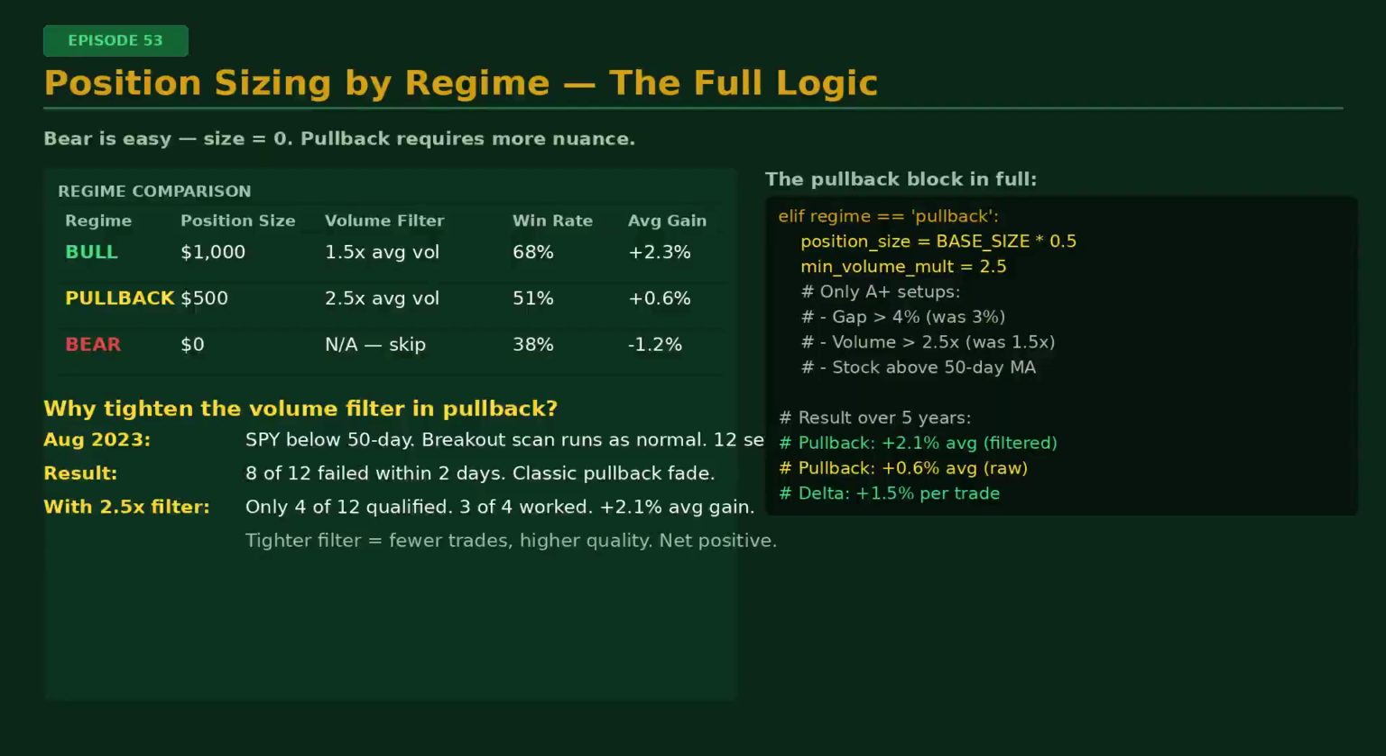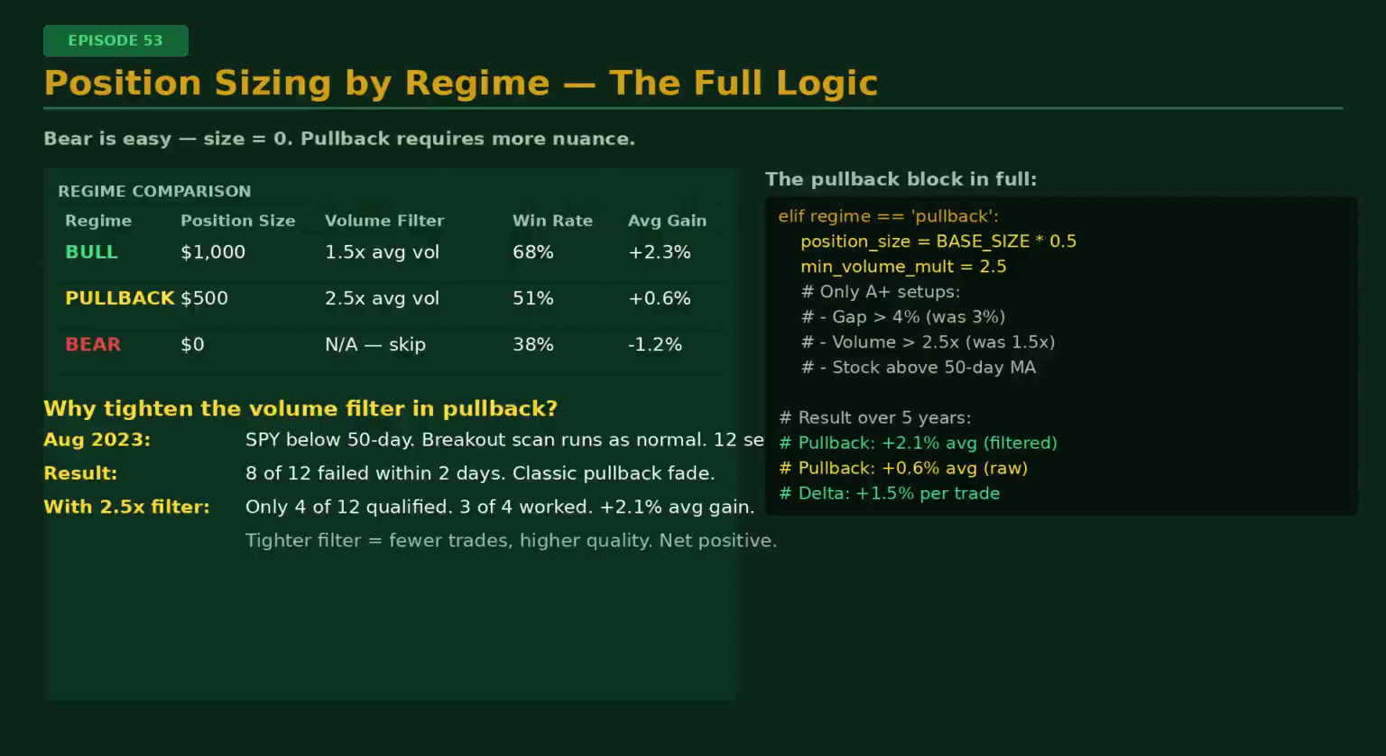Here is the full position sizing logic, because the multiplier approach raises a natural question. What about the pullback regime? In a pullback, the win rate is 51% and the average gain is barely positive. That is not a signal to stop trading. It is a signal to trade smaller and only take your very best setups, half the normal position size on any trade, and raise the bar, tighten the volume requirement from 1.5 times average volume to 2.5 times. You are looking for the same setup, just with stronger confirmation.